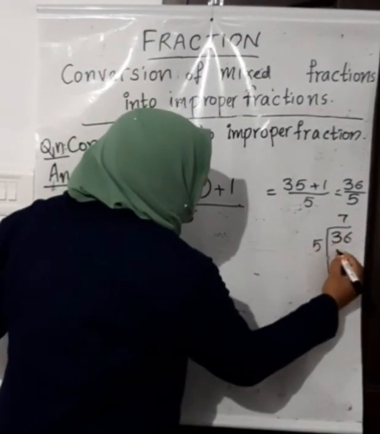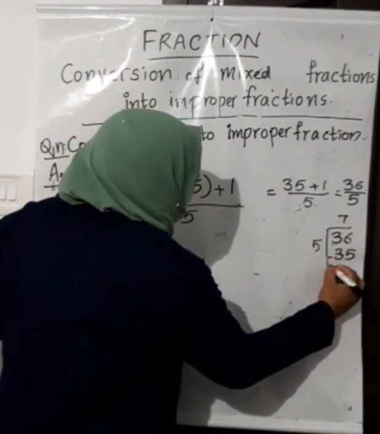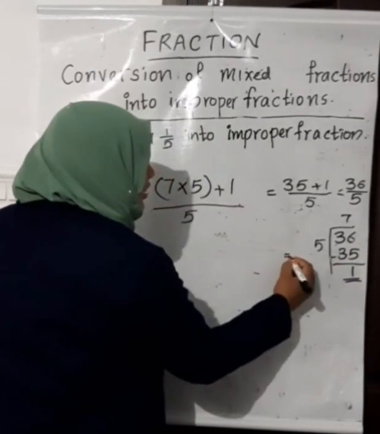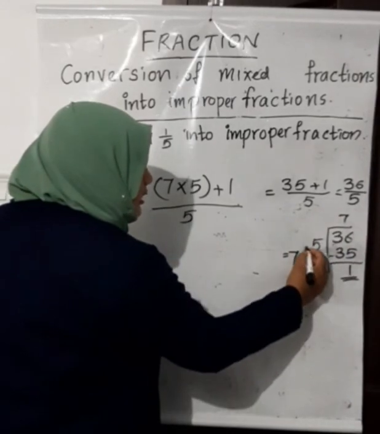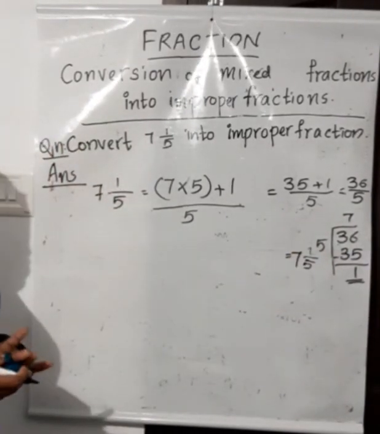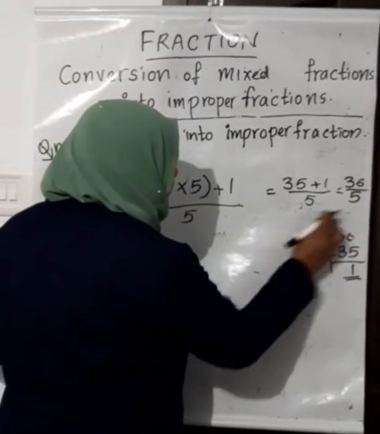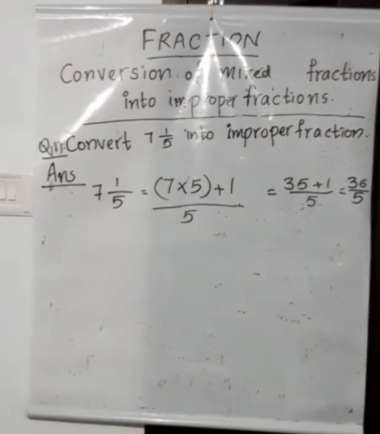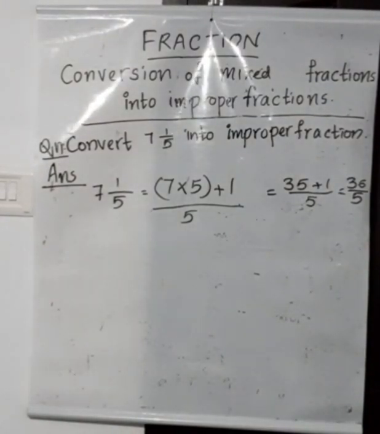So 7 5s are 35. 36 minus 35, 1. So we write 7 as the quotient, and remainder by divisor. So we got 7 1 by 5. So the answer is correct. Hope you understood this. Anyway, let us do 2 more questions of the same kind for better understanding.